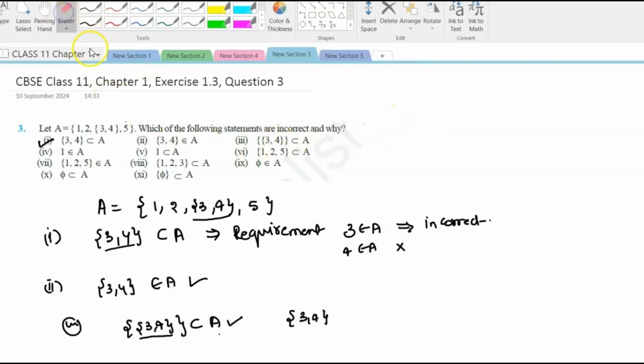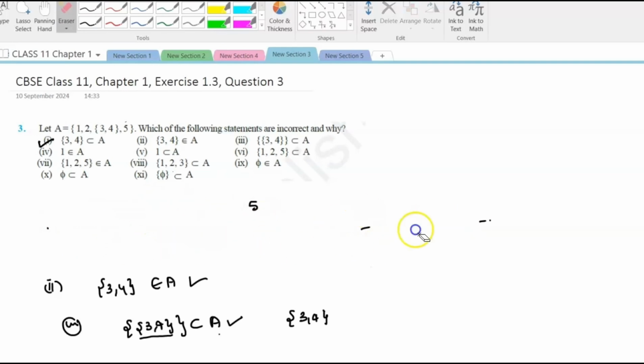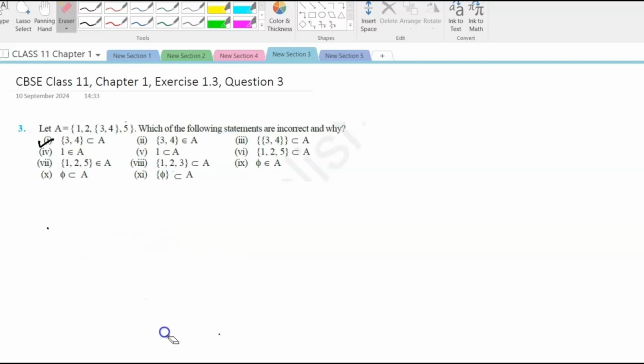Now, let's see the fourth option. Fourth option is 1 belongs to A. Does 1 belong to A? Yes. And therefore, this statement is also correct. Fourth is also correct. So we will not choose this.